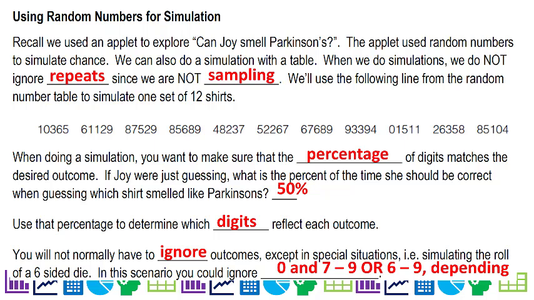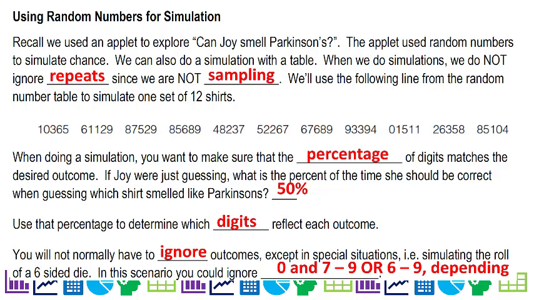Sometimes you will not normally have to ignore outcomes, except in very special situations. So this is not the Parkinson's thing. Say you were trying to simulate a 6-sided die. Well, in that case, you only want numbers 1 through 6. So you would ignore anything that was a 0 or a 7 through 9. Or if you wanted to be weird about it and go 0 through 5, then you'd ignore 6 through 9. You can do that, depending on how you want to set it up.